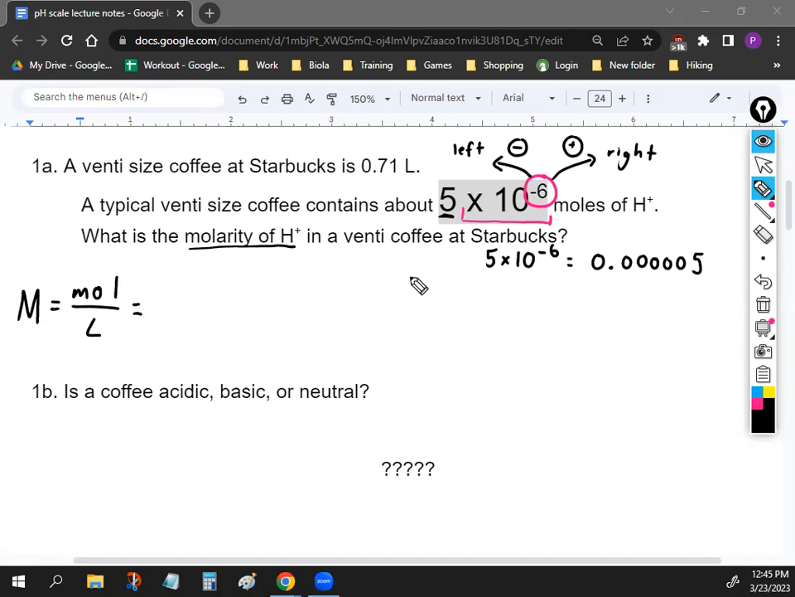Okay, so we've been using the molarity equation for a long time. It's moles divided by liters. All we're going to do is we're going to take the moles. So 5 times 10 to the negative 6. So we're going to do 0.0000005 moles of H plus. And then we're going to divide it by the volume, which is 0.71 liters.